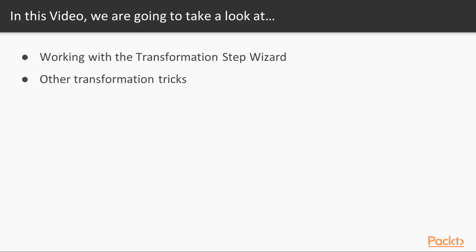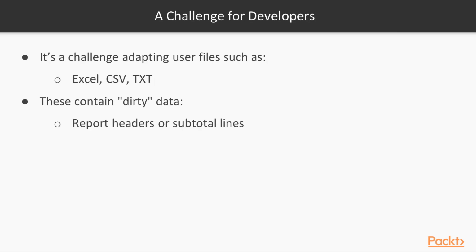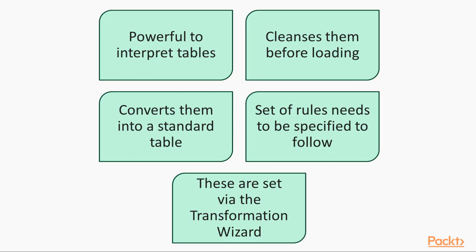In this video, we will work with the transformation step wizard. We will also look at other transformation tricks. The developer commonly faces the challenge of adapting a user file, such as Excel, CSV, text, that has either a non-standard structure or contains dirty data which needs to be removed, such as report headers or subtotal lines, and sometimes both. Fortunately for us, QlikView's data extraction engine is powerful enough to be able to interpret these tables, cleanse them before loading, and convert them into a standard table.